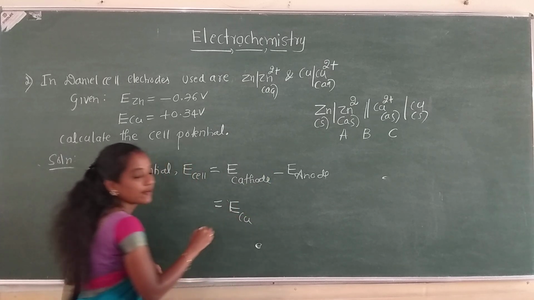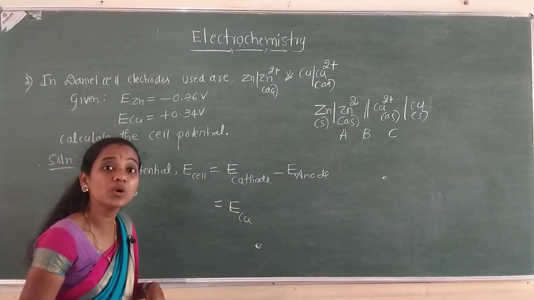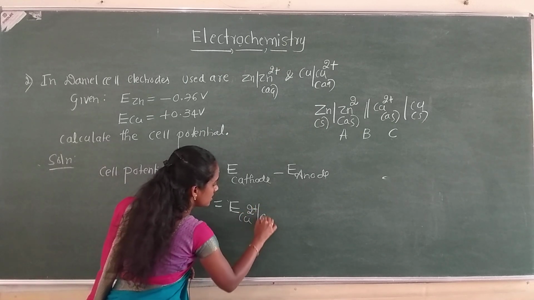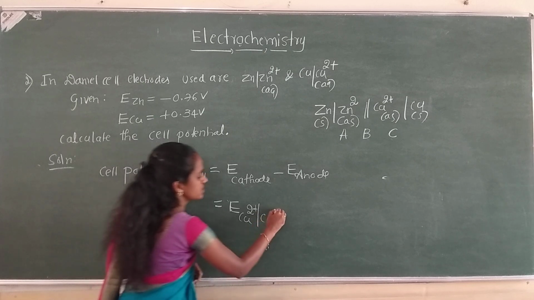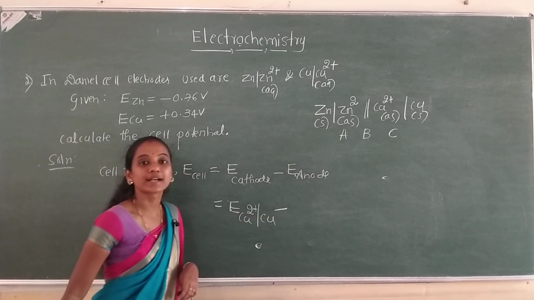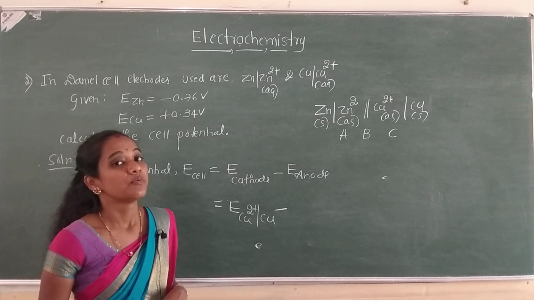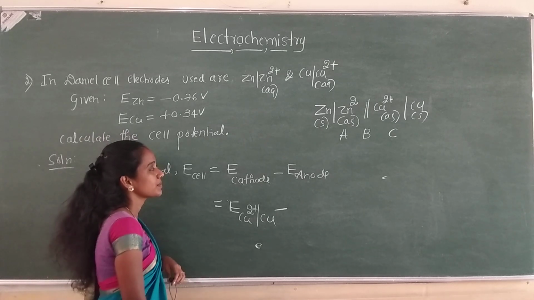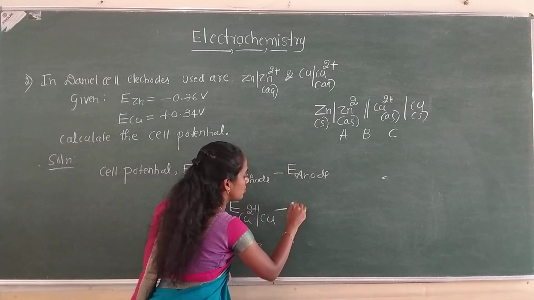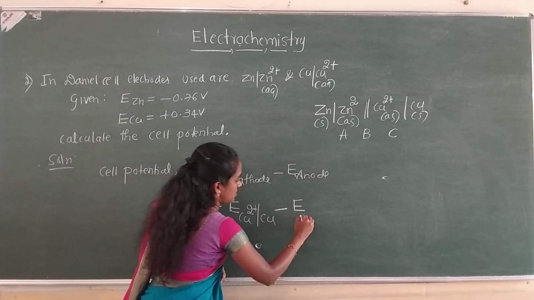So copper has the tendency to undergo reduction. So I will write Cu2 plus, Cu, minus the anode. Here the zinc electrode acts as the anode, because the process taking place is oxidation, that means it is a negative electrode. We can write like this.